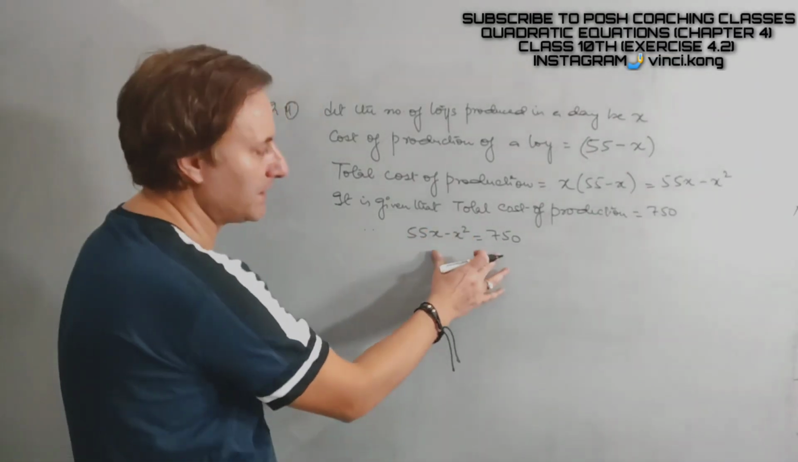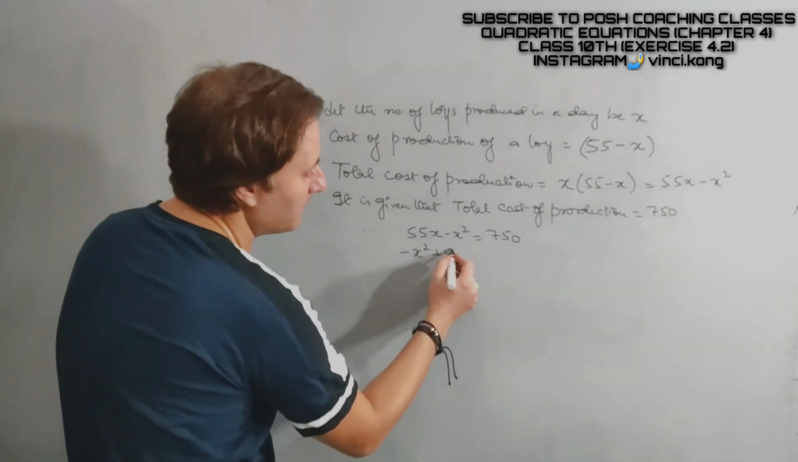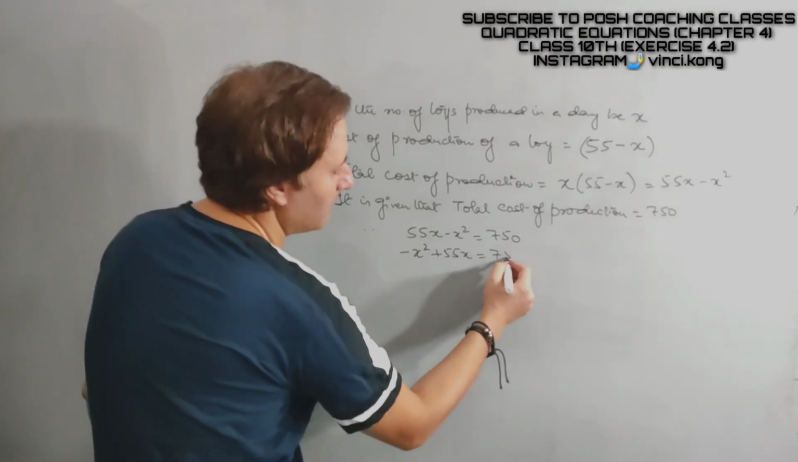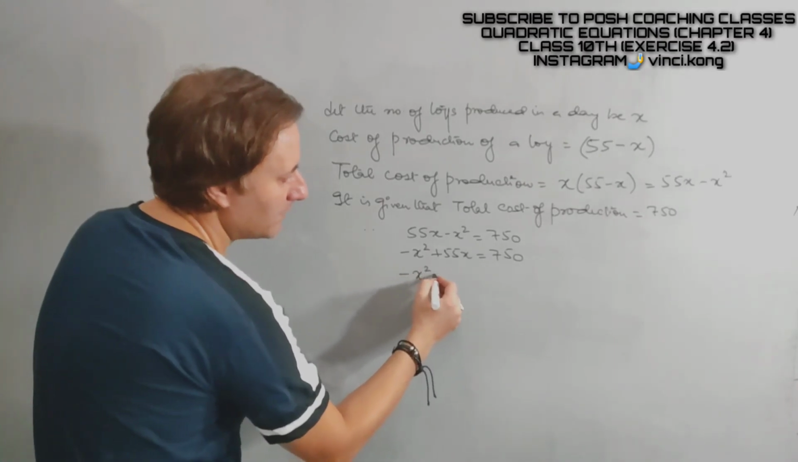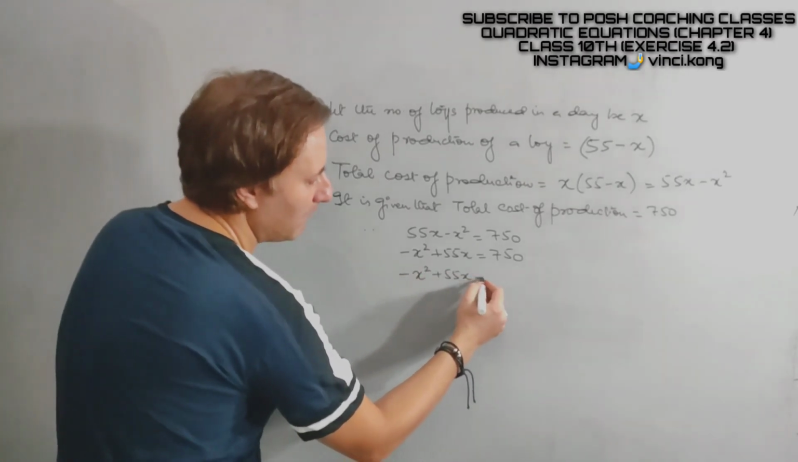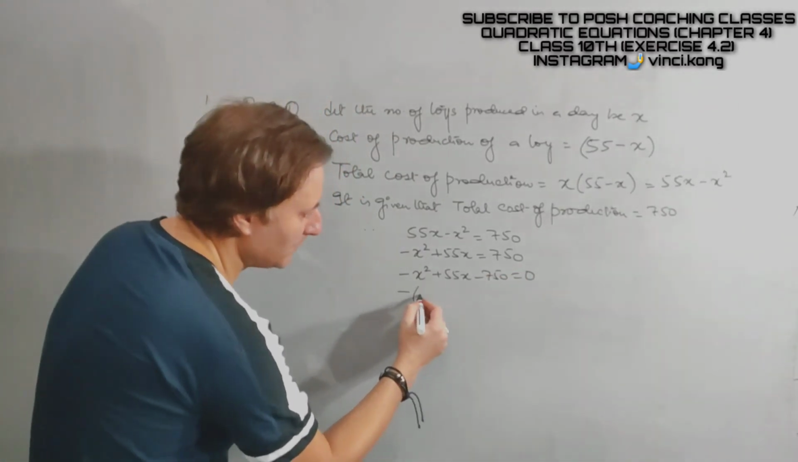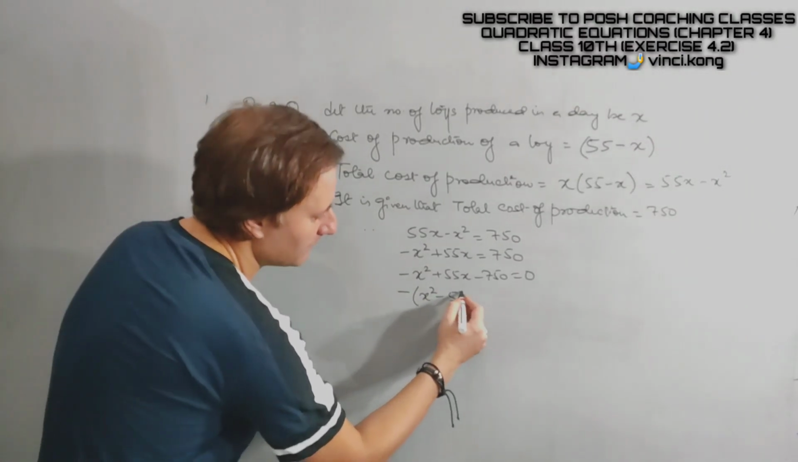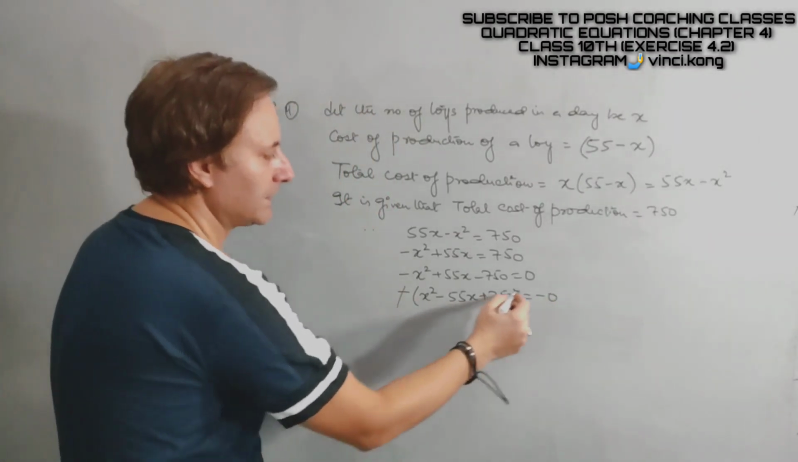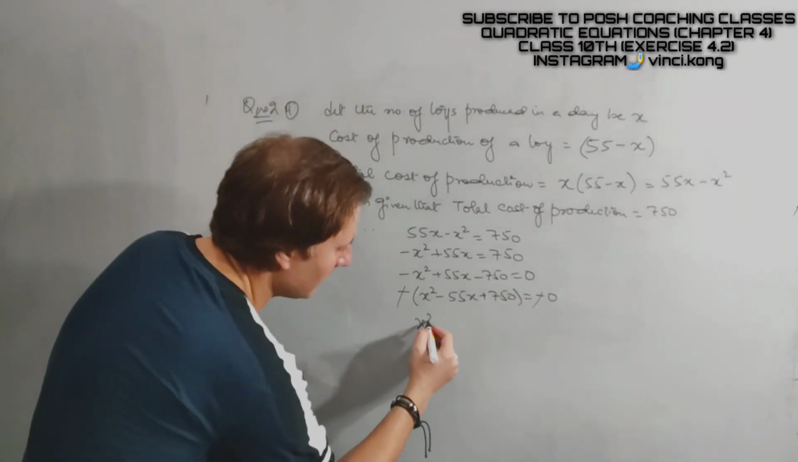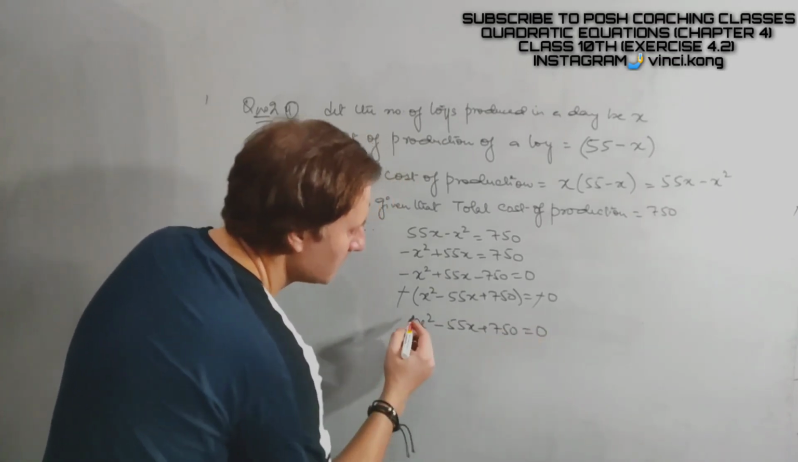So first we will just make this a normal quadratic equation. So first I'll take minus x squared plus 55x is equal to 750. I just took this term here. Now minus x squared plus 55x minus 750 is equal to 0. Now let's take the minus common. It says x squared, then we have minus 55x plus 750 is equal to minus 0. So let's cancel the minus on both sides. What do I have? I have x squared minus 55x plus 750 equals 0.